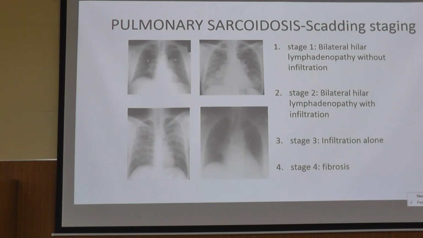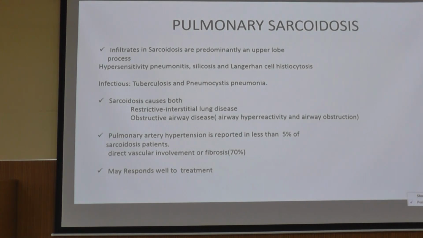Now, X-rays can help you to identify what you are dealing with. Infiltrates in sarcoidosis are predominantly upper lobe. When you think of upper lobe, the first diagnosis you are going to think of is tuberculosis. Other diagnoses you can think of are hypersensitivity pneumonitis. Any patient presenting with acute onset fever, cough, breathlessness, hypersensitivity pneumonitis should be thought about because it's going to respond very well to steroids. Otherwise you'll think of pneumonia and treat with antibiotics. So silicosis based on the exposure and Langerhans cell histiocytosis should be thought of.